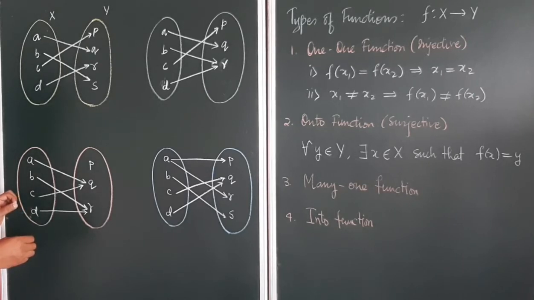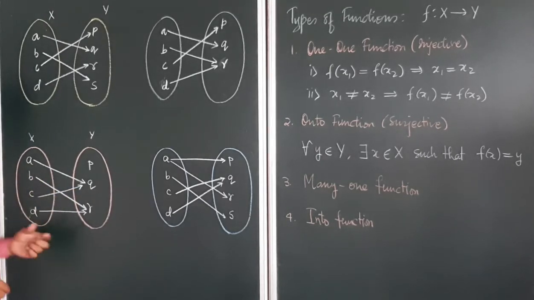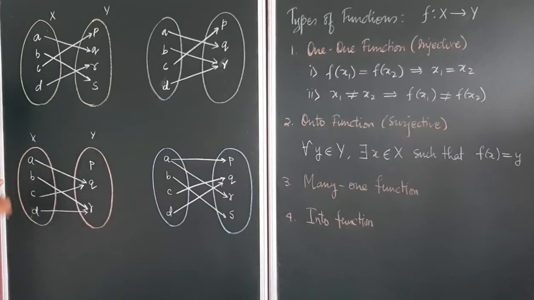So this is my x and this is my y. The image of a is q here. Let's see whether this is a function or not first. It has to be a function because every element here is getting mapped, all the elements are mapped, and on top of that every element is getting mapped only once. A is mapped only once because only one arrow is going from A. B is also mapped only once because only one arrow is going from B. From C also only one arrow goes, so C is mapped once, and D is also mapped once.